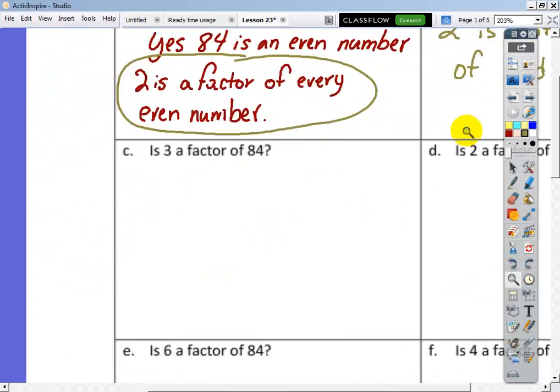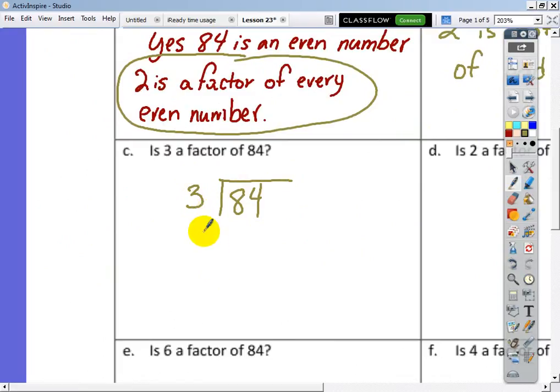All right. Is 3 a factor of 84? Well, let's prove it with long division. We'll put 84 inside the house here and put the 3 outside. Let's see if 3 actually goes into 84. You probably could beat me on this one, but I'll do it. You can jump ahead and try to go faster. You've got this written down? Okay, you can race me here.